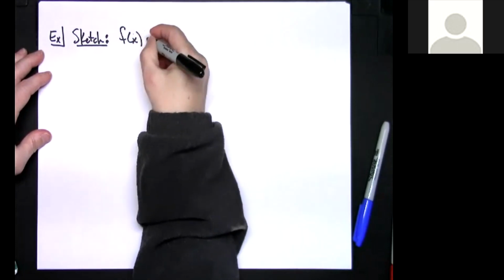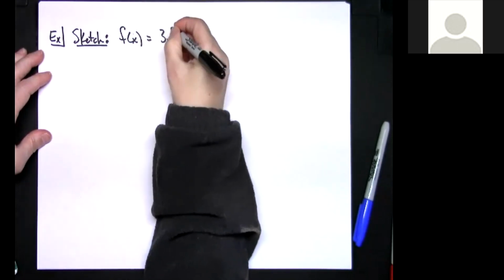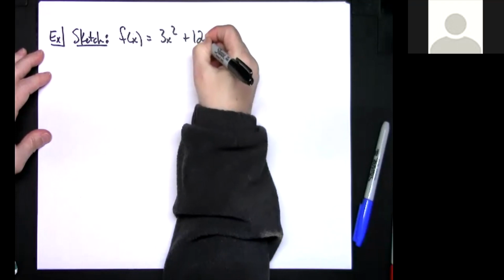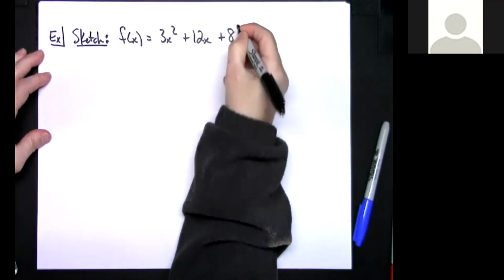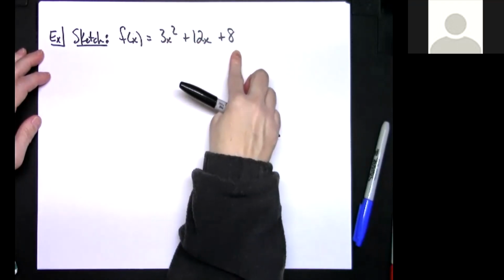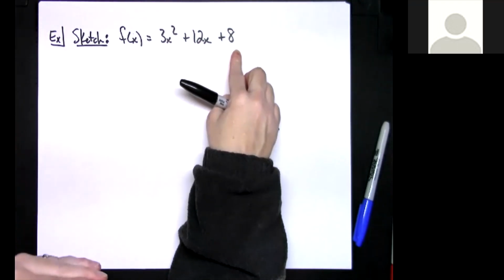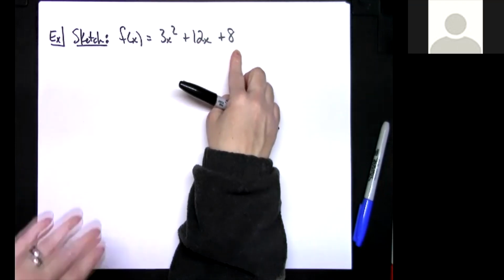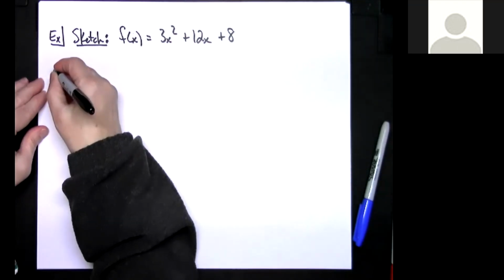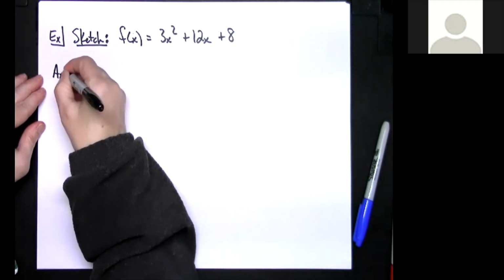So let's say we've got f of x is equal to 3x squared plus 12x plus 8. Okay, so again, in standard form, you're going to go through each of those things that we just talked about. We're going to find the axis of symmetry, then we're going to find the vertex, we'll find that y-intercept, and we'll find that x-intercept as well. I'm going to label everything. So let's find our axis of symmetry first.